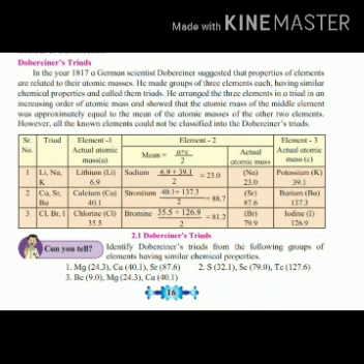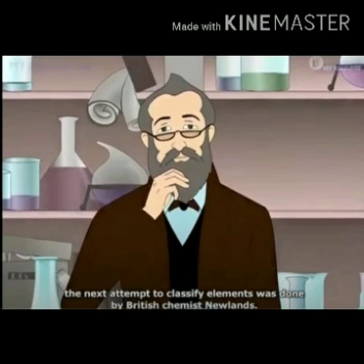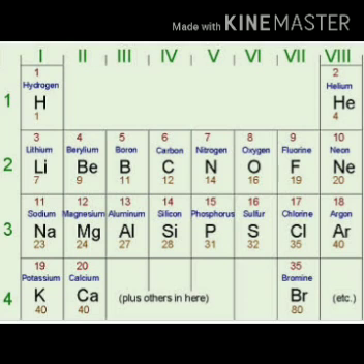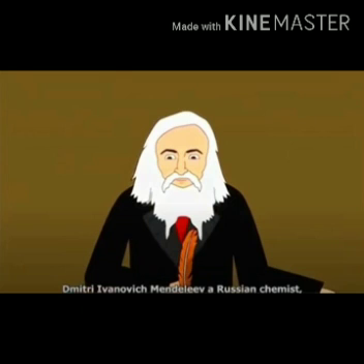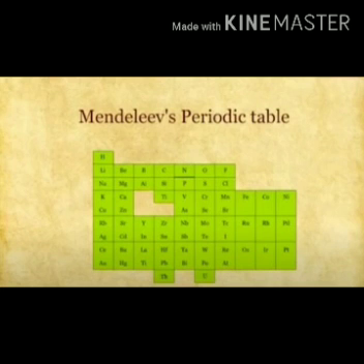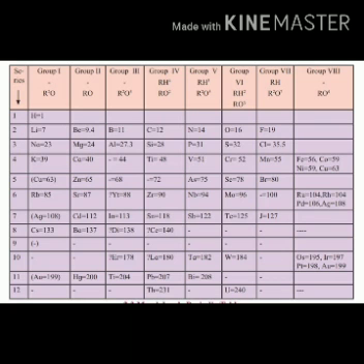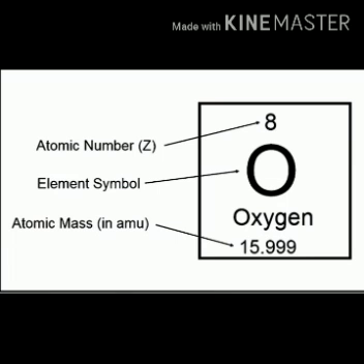Next, we saw Newlands' octaves. He arranged the elements in increasing order of atomic masses and compared the characteristics with Western musical notes. Then next comes Mendeleev. He believed that atomic mass is a fundamental property. Here, fundamental means important property, and he stated that properties of elements are a periodic function of their atomic masses.